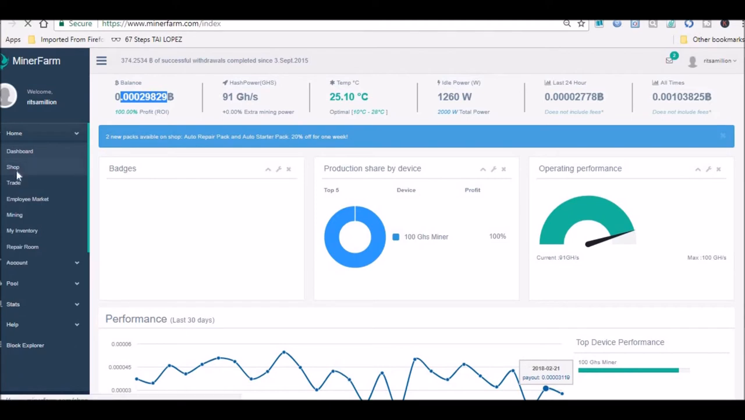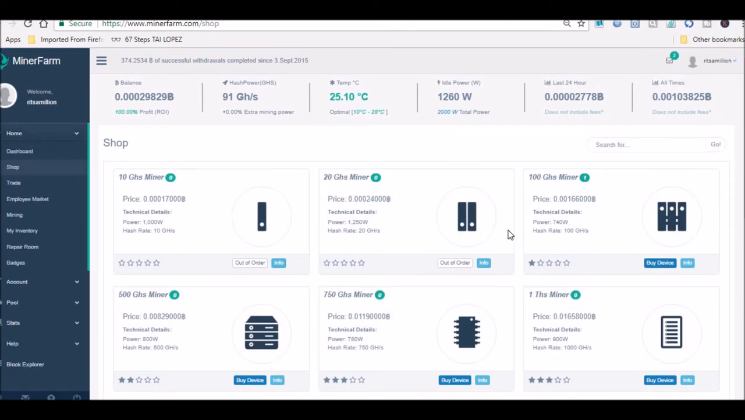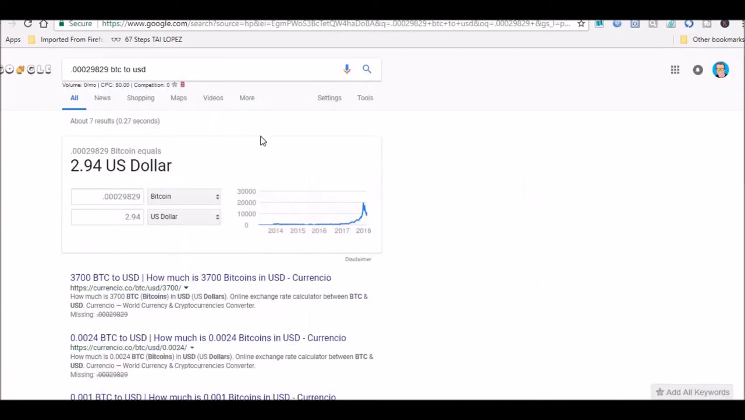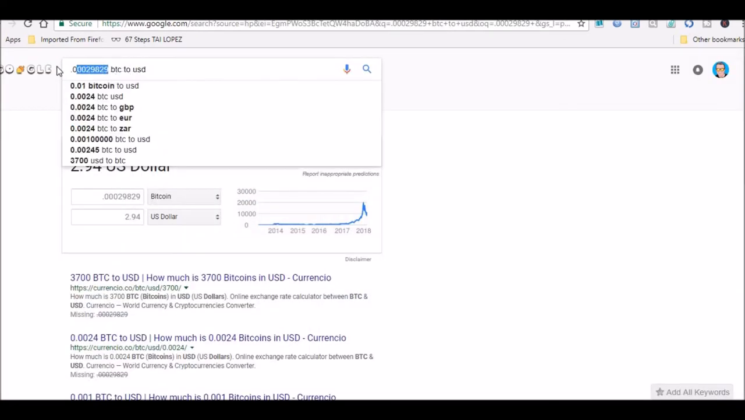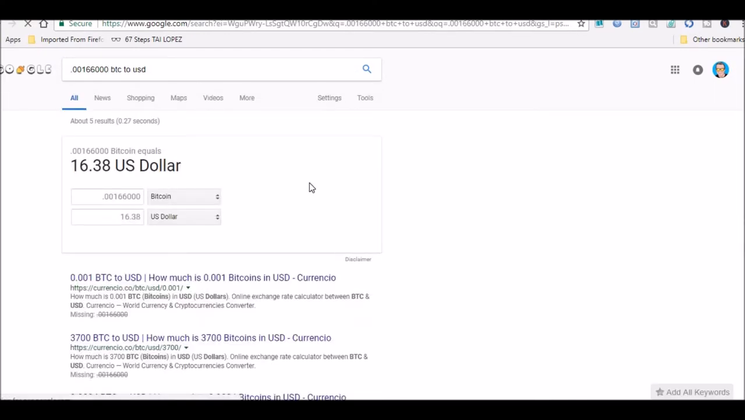Now you can go to the shop and buy hashing power if you want to. You know, you can buy 100 giga hash. It is cheaper than Hashflare. So 100 giga hash right here, this is how much it would cost you in Bitcoin. So let's go over here, put this in. So 100 giga hash, $16.38 on Miner Farm.